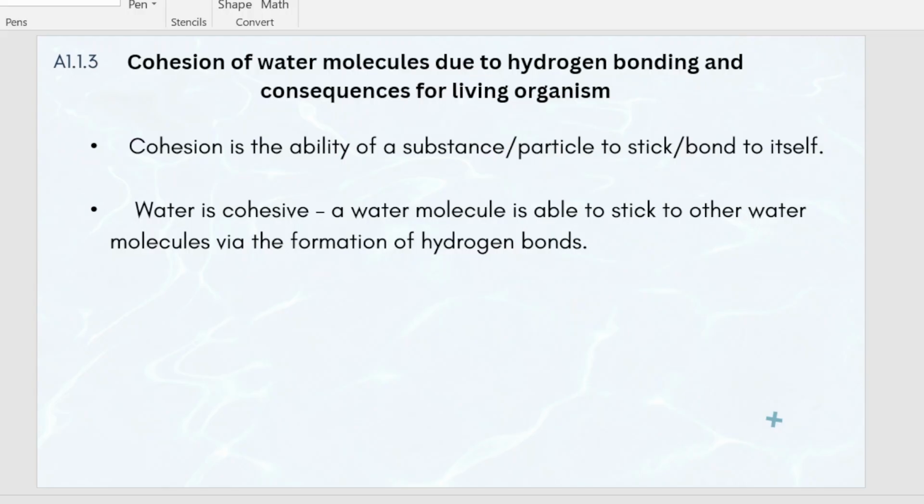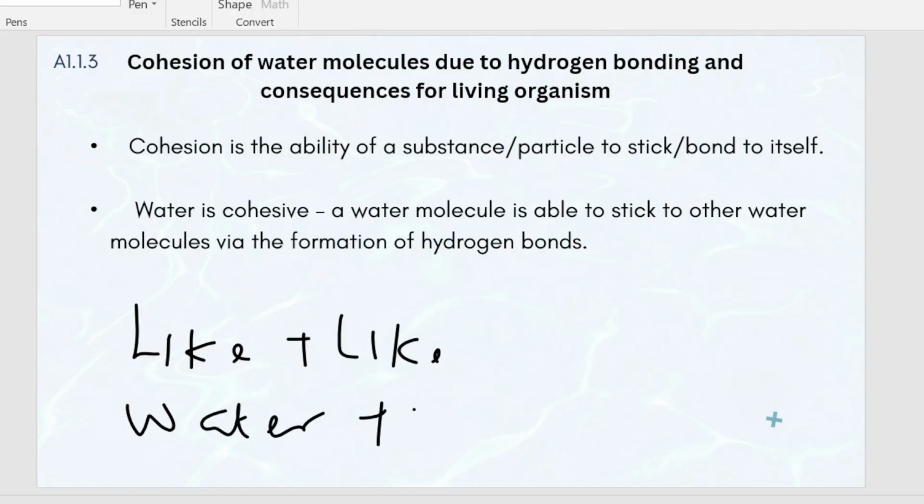slide, which talks about cohesion of water molecules due to hydrogen bonds. Now, these are the effects of this hydrogen bond, and one of them is cohesion. So cohesion is the ability of a substance or a particle to stick together. Cohesion is just like, I like to use this word, like plus like. Okay, that's cohesion. So water is attracted to another water molecule, and that is the force of cohesion. So water is said to be cohesive.